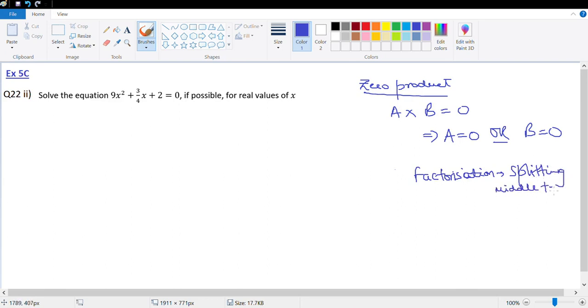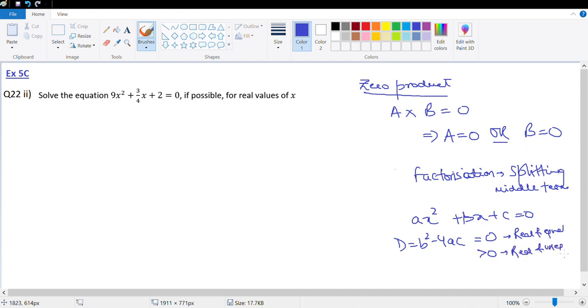Before that, in this exercise, we talked about ax squared plus bx plus c is equal to 0, the standard form of a quadratic equation. And we said D, which is equal to b squared minus 4ac, has three options possible. If it is 0, then the roots are real and equal. If D is more than 0, then the roots are real and unequal. And if D is less than 0, then the roots are imaginary. So this is what it has been till now.